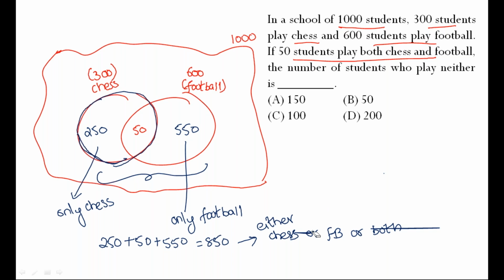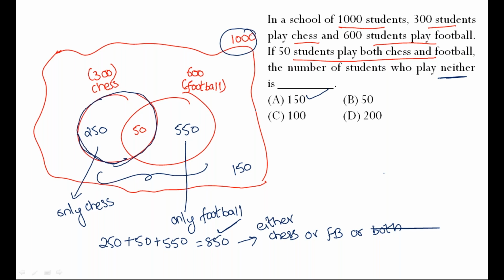Now, in the school, there may be some students who don't play these two, chess and football. They may play only cricket, or they may not play any sports. They'll go for some dance or singing and all. So what is this? Total 1,000 students. 850 are occupied here for football and chess. How many are out of this? It is 150, because this entire area is 1,000. 850 is occupied by chess or football or both. The remaining 150 is neither. Those who are not playing is 150.